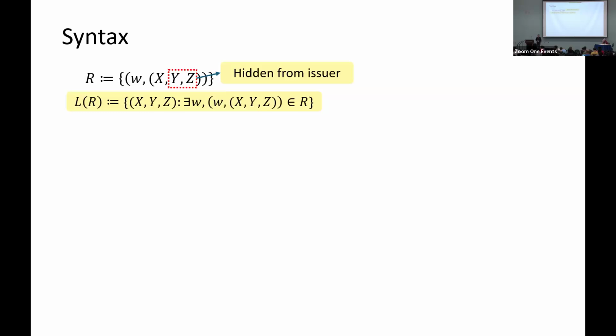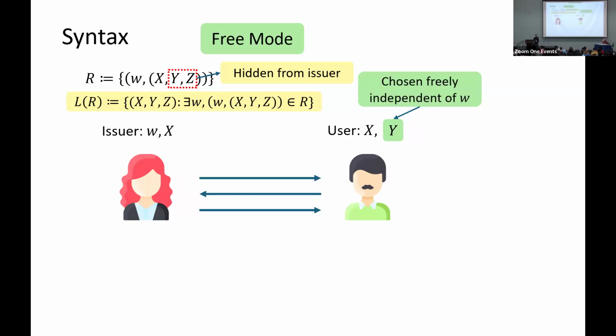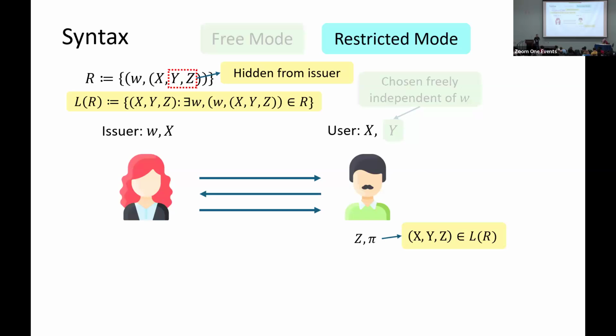We consider two modes of issuance. The first one is called free mode, where the user can choose the Y part freely, independent of the witness. After an interaction, the user can obtain the corresponding Z part and a proof that shows that X, Y, Z is in the language. The other mode is called restricted mode, where the user cannot choose Y freely, but instead can choose some public information that determines the distribution of the final Y.